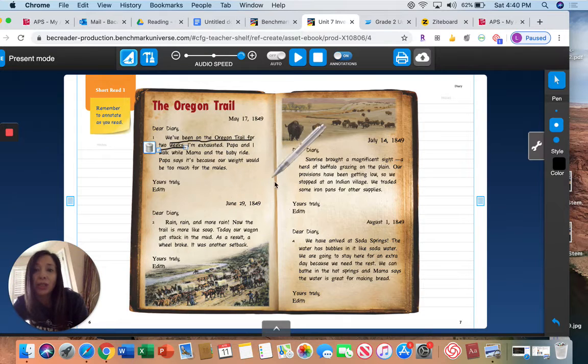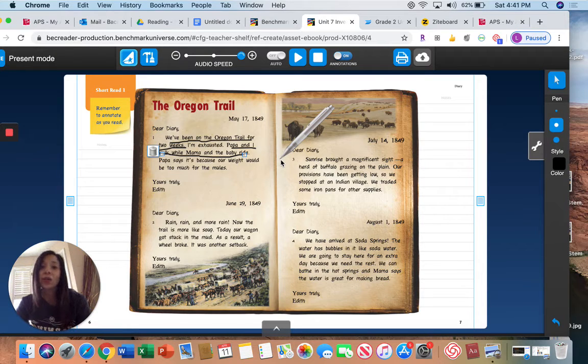I also notice here that it says, I'm exhausted. Papa and I walk while Mama and the baby ride. I'm also going to underline that text, that Papa and I walk. So they're having to walk while Mama and the baby ride. Why? Because Papa says that the weight would be too much for the mules to carry. So those details, the two most important parts to me, are that they've been walking on the trail for 2 weeks. That's a long time to be walking and traveling by foot with mules.